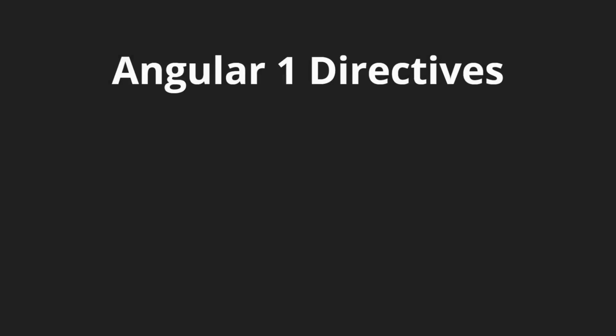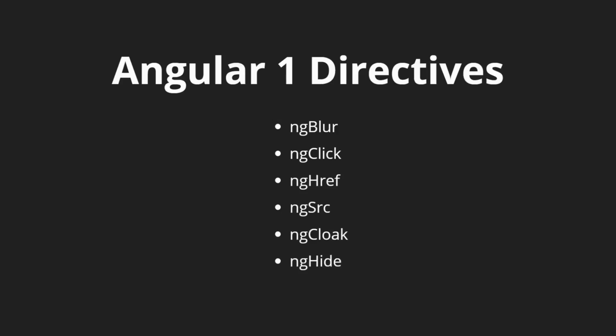Let's talk about the Angular 1 directives that we had to learn to use Angular 1. There were a lot of ng-if, ng-for, and a lot of different things that we needed to learn to start using our Angular 1 applications. For instance, we had to know ngBlur, ngClick, ngHref, ngSrc, ngCloak, ngHide, ngFocus, and you kind of get the idea there. There's a lot of them.